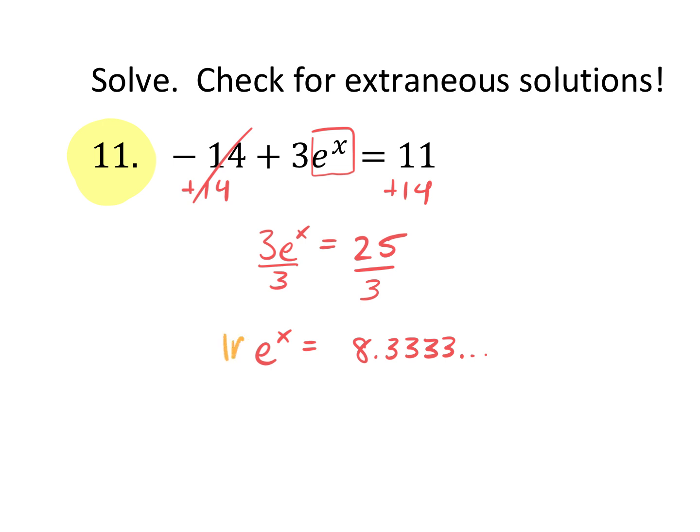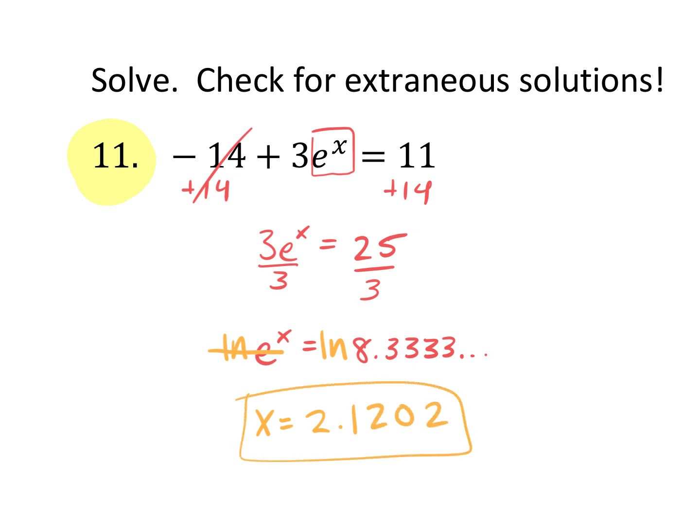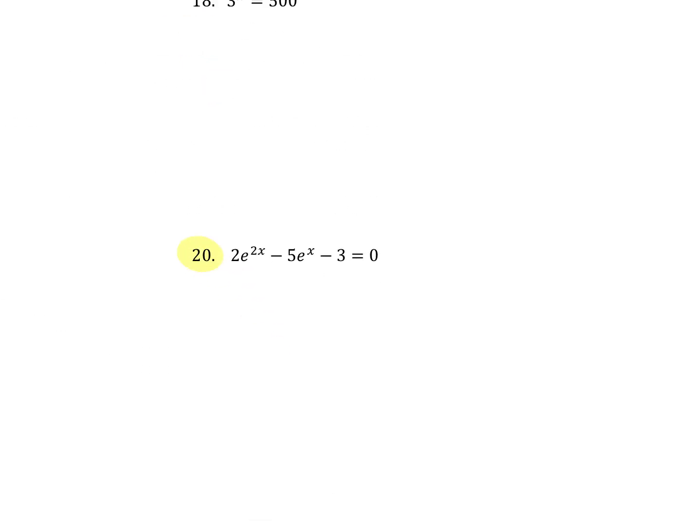Awesome. ln cancels out that e, so we're going to take the ln of both sides. So the ln of e cancels, so we're left with x equals the ln of 8.33. So we'd have to put that into the calculator. So when we put this in the calculator, you get 2.1202. The test will be specific on how many decimal places it wants. Perfect.